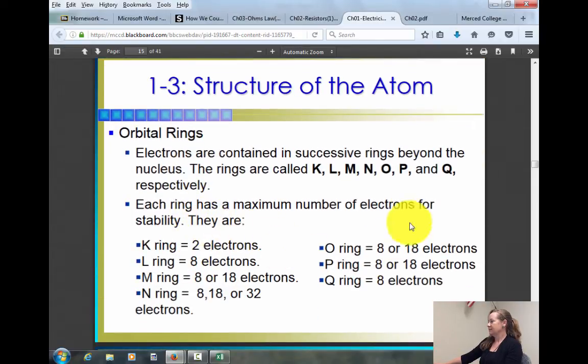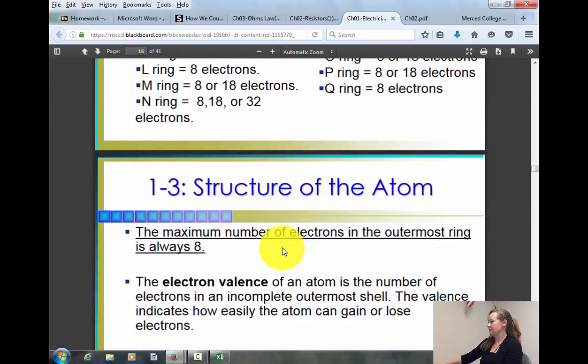I don't really want to get into all this stuff. I think we just have to know that we have some free electrons. Okay.